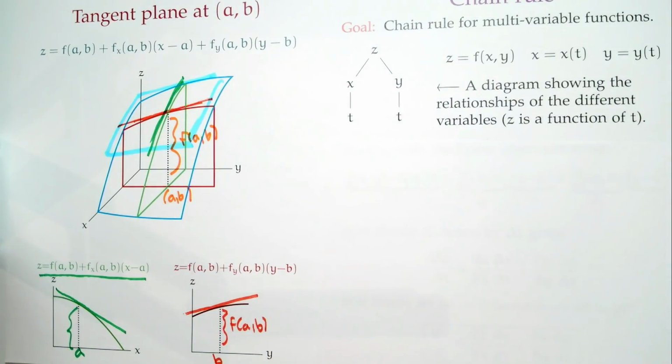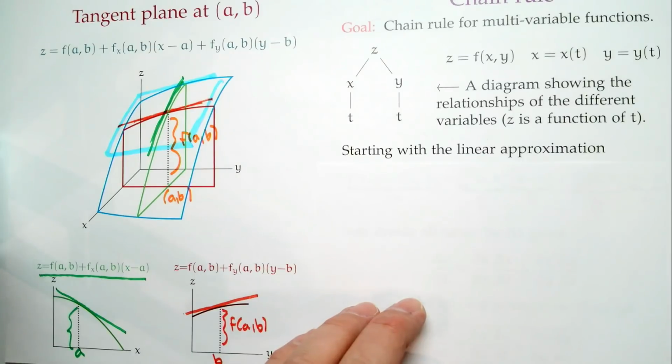Now there's a comment here which says z is a function of t. In other words, if I know t, I know z. In fact, I can really think of z as being a single variable function. It's totally dependent just on t. And the question becomes, how? How does z change with t?